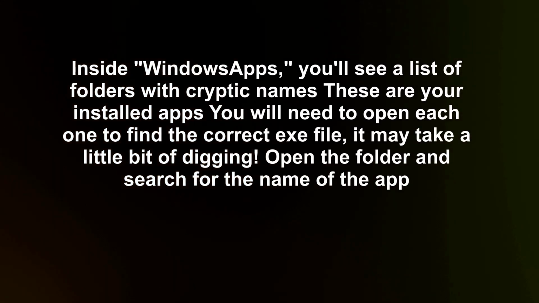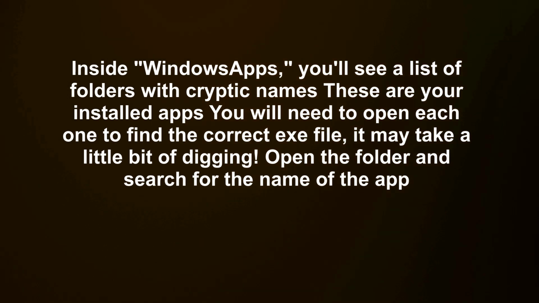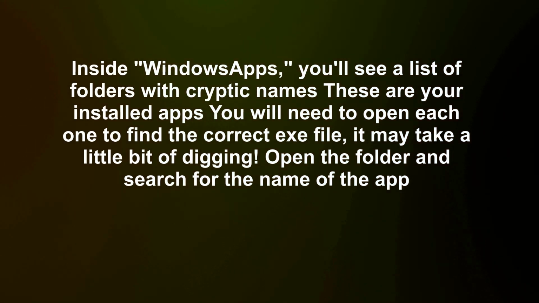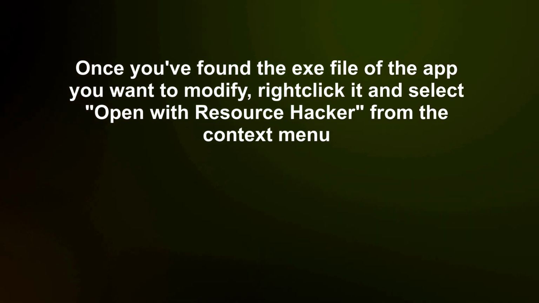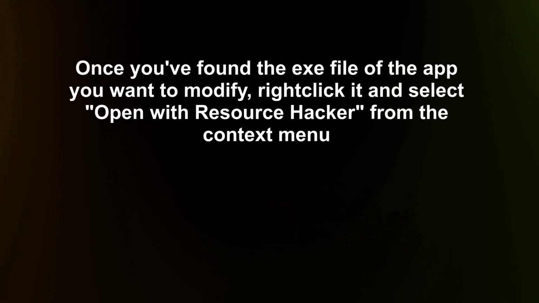You will need to open each one to find the correct exe file. It may take a little bit of digging. Open the folder and search for the name of the app. Once you've found the exe file of the app you want to modify, right-click it and select Open with Resource Hacker from the context menu.